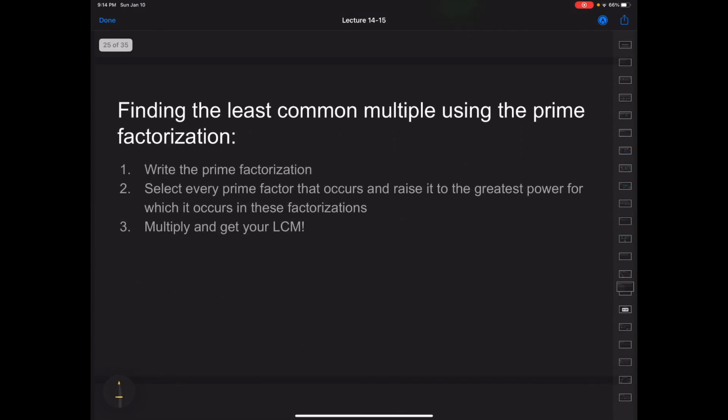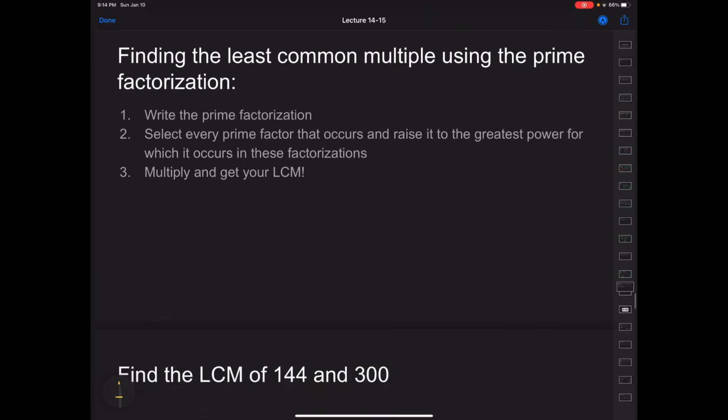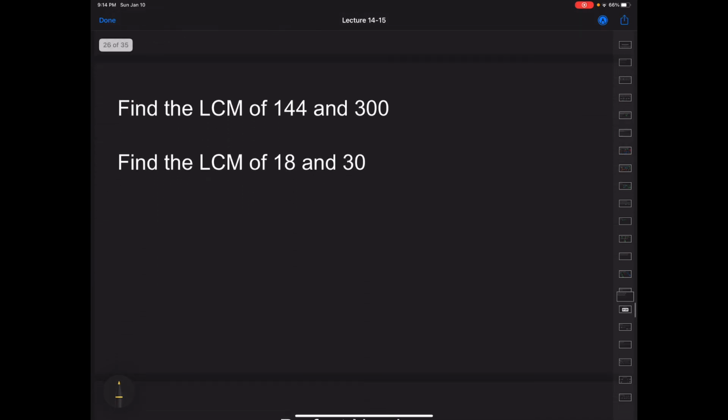Now we also have finding the least common multiple using a prime factorization. Step 1 is writing the prime factorization itself. Step 2, select every prime factor that occurs and raise it to the greatest power for which it occurs in these factorizations. Step 3, multiply to get your least common multiple. So, I will do 144 and 300, and I'll leave the other one for you guys to try.